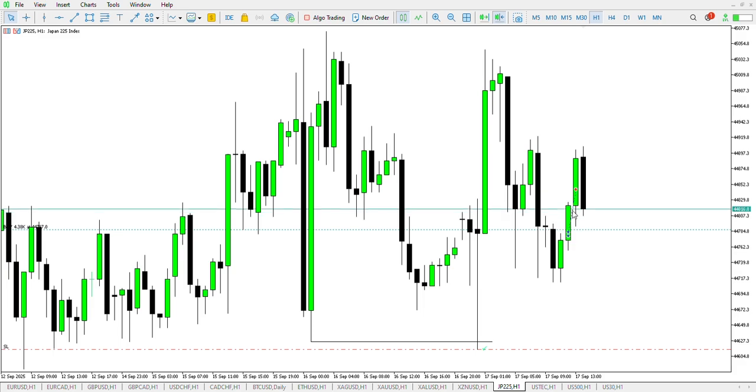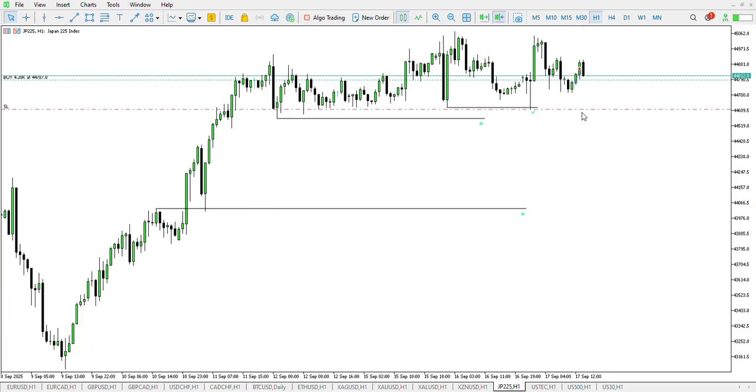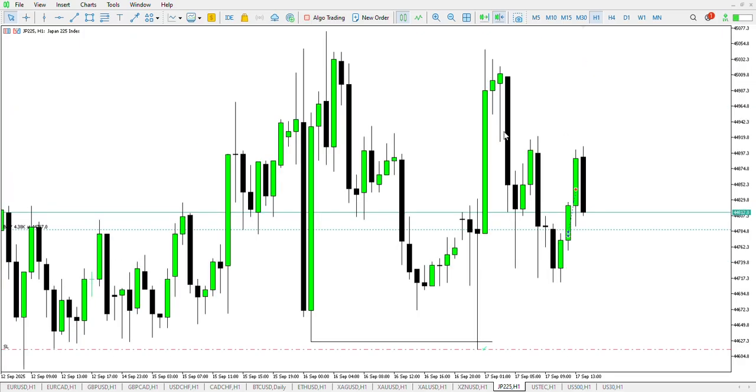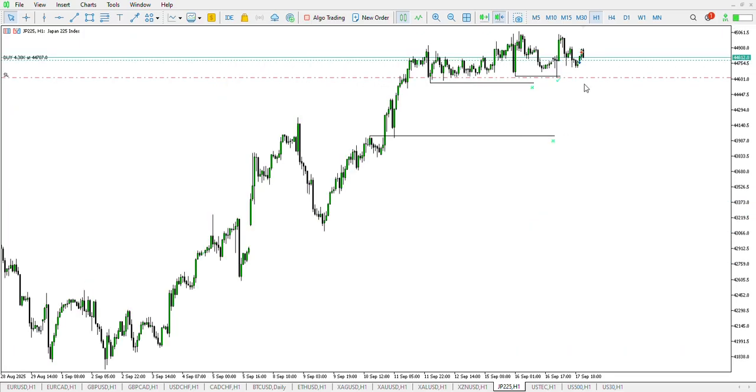I can add here, but I don't feel like that's giving me enough confirmation to add an extra position at this point. So once it goes above these highs here, that will show me some strength behind this move, and then I would be looking to add.